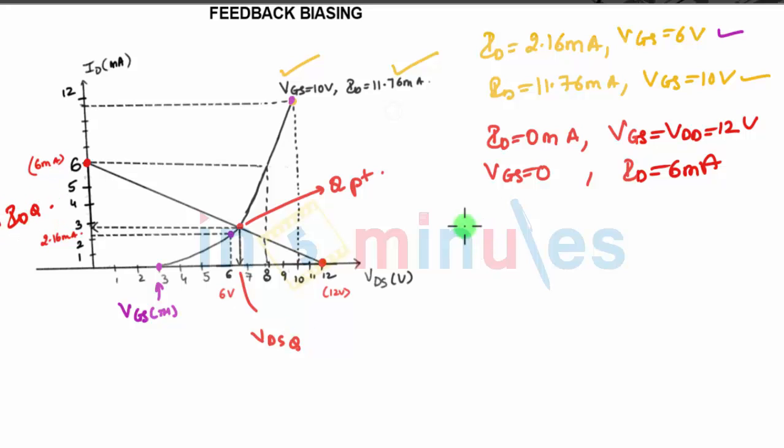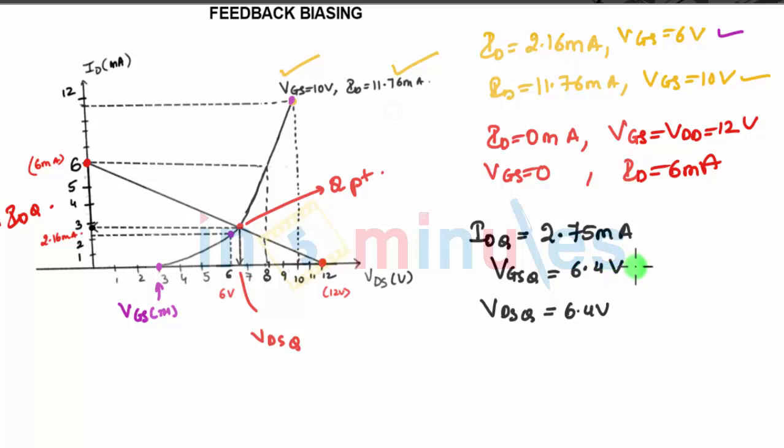So from the graph, IDQ equals 2.75 milliamperes approximately. When you find this value, it will be around 2.75 milliamperes, and VGSQ and VDSQ will be 6.4 volts. Both are the same, so it will be 6.4 volts. As we have seen, VGS and VDS are the same in the theoretical analysis also, so we can write VGSQ and VDSQ are the same. So we got this from the analysis.